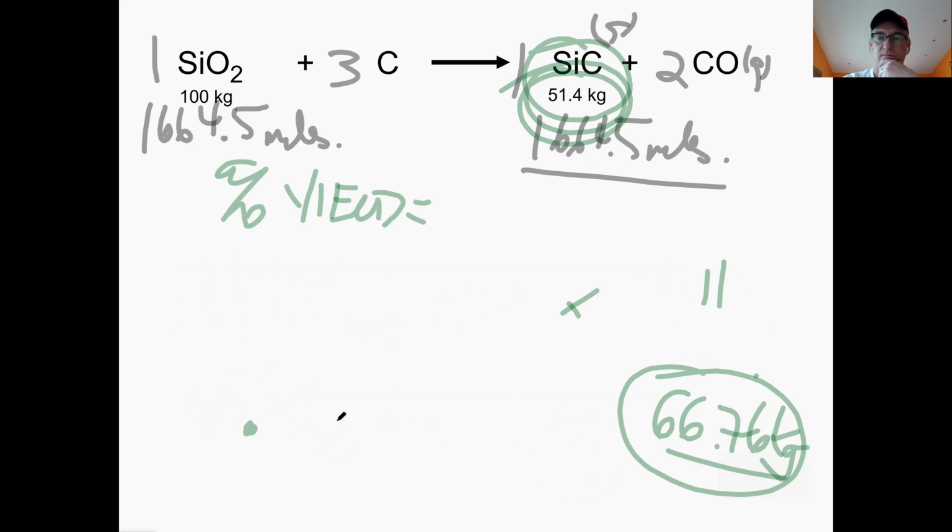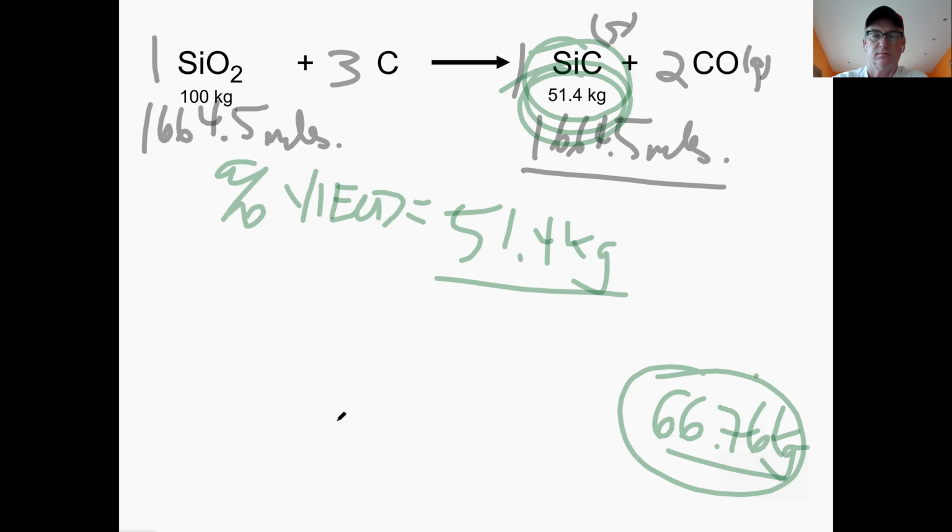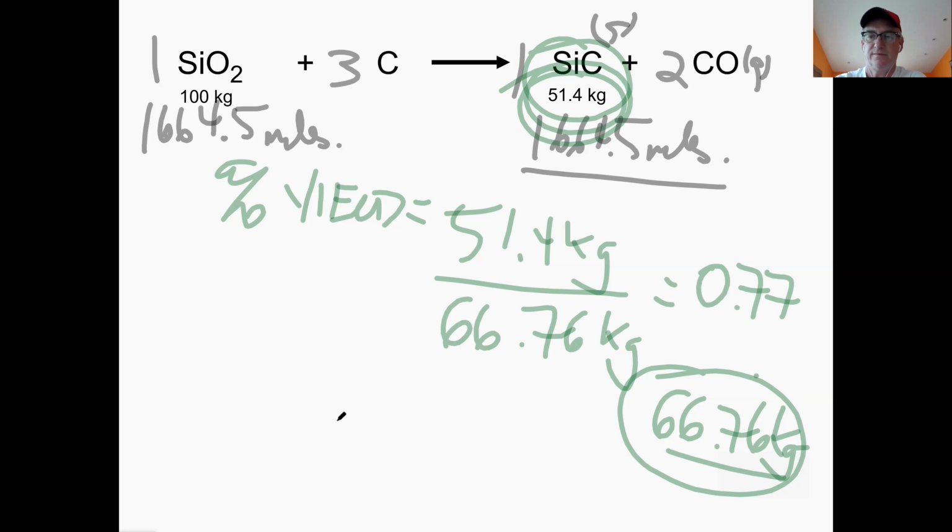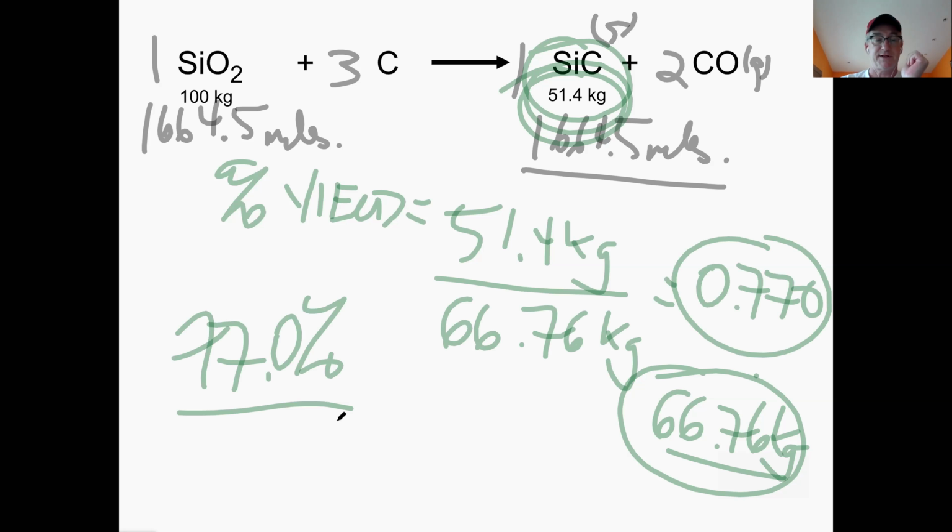Where does that come from? How did you get that? 51.4 kilograms over 66.73 kilograms, and that gives you 0.770. Yeah, 0.770. Now remember, when you have percent, that means out of 100. That's what percent means. So we just take this fraction and multiply it by 100. And since we have 3 significant digits, our answer is 77%.